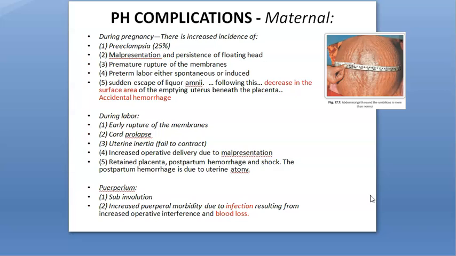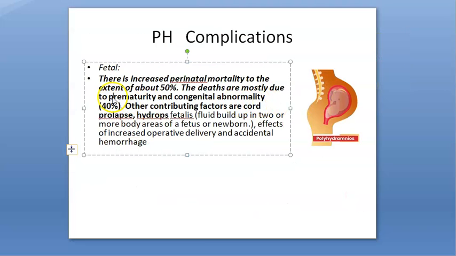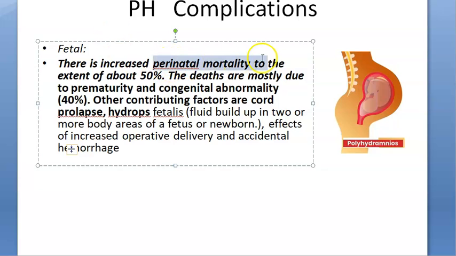But I think here, they are more concerned about the fetus. What happens to the fetus? It can die. Perinatal mortality is more. The baby can come out soon, which means prematurity, and mostly the cause of PH is congenital anomaly. So even if it comes out, it could have some problem.